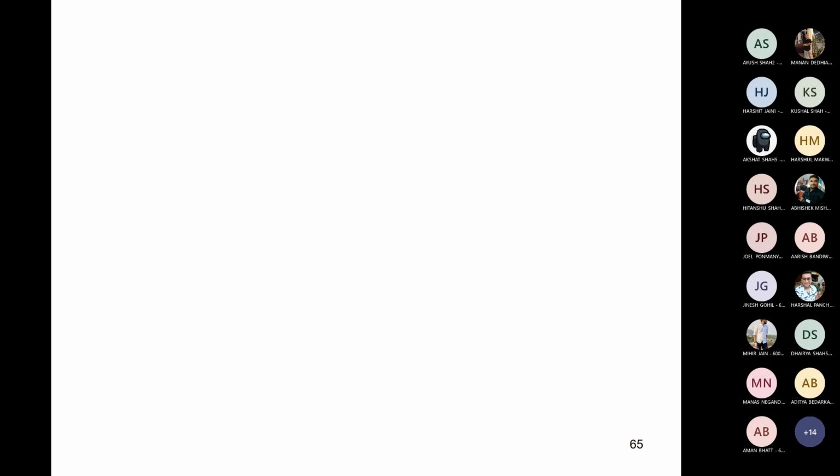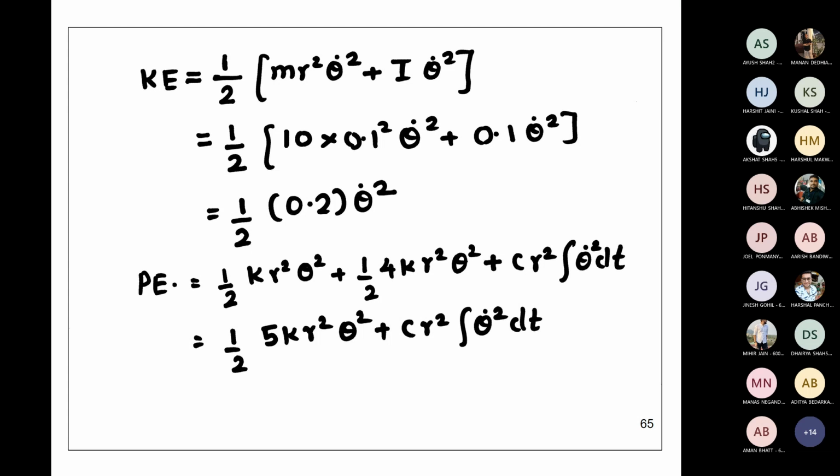So kinetic energy is, we already derived this, m r square theta dot square plus I theta dot square. Now I is already given. Substitute all the values. So mass is 10, r is 0.1, and I is also 0.1. So this comes out to be half into 0.2 into theta dot square. Potential energy, also substitute all the values, and this is the equation which we get. All right. Any questions so far? Can I continue? Is everybody clear how I got these equations?